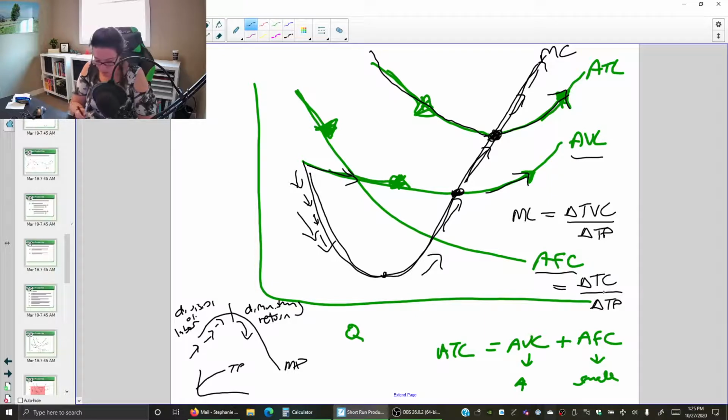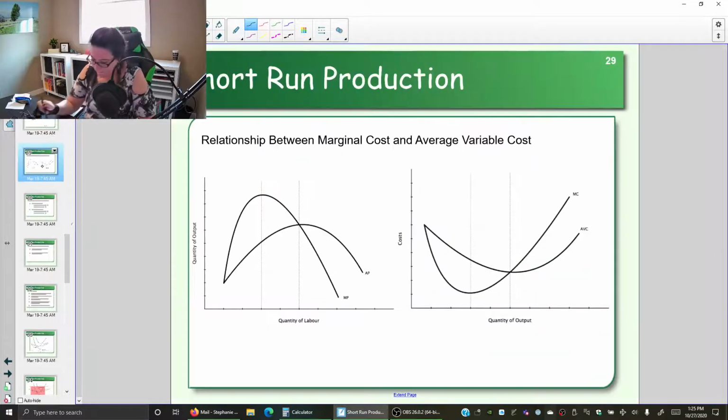So we have this relationship between marginal cost and average variable cost, and we have this relationship between marginal product and average product. So we can see on either graph where we're getting the most per worker. So that's here where average product is at its max. We're getting the most per worker. And we can figure out what quantity of units where we're also getting the most per worker.